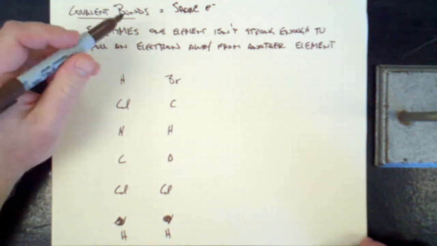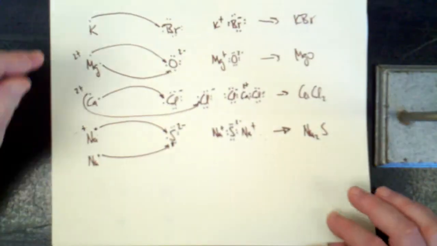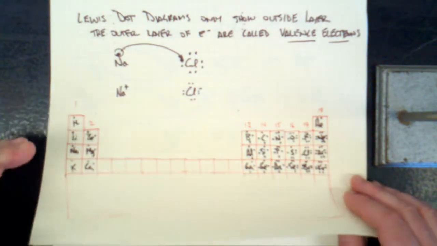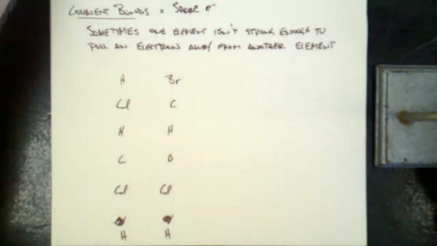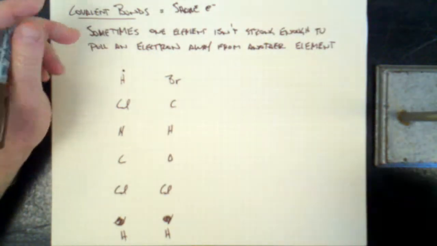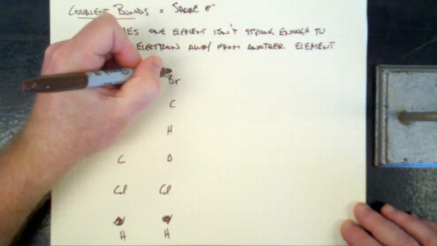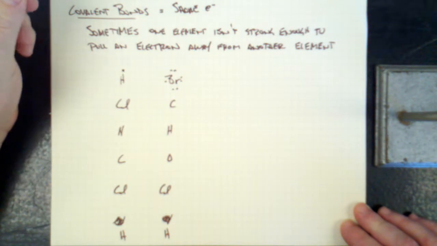So if we look at our Lewis diagram, if we look at the periodic table to figure out the Lewis diagrams, we can determine how these things will bond. So hydrogen has 1, bromine has 7. So it'll be 1, 2, 3, 4, 5, 6, 7.